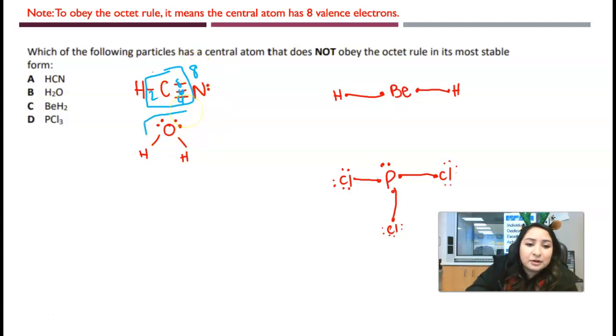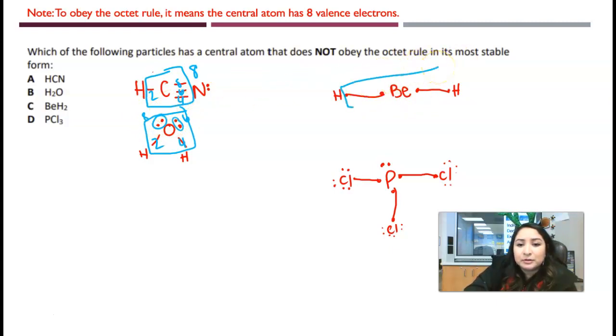Let's look at oxygen. Oxygen's our central atom. 2, 4. These two make 6. These two make 8. Let's look at beryllium. And I'm only doing the bonds that beryllium is sharing. So beryllium has 2, 4. So this one does not have 8. Like this one has 8.